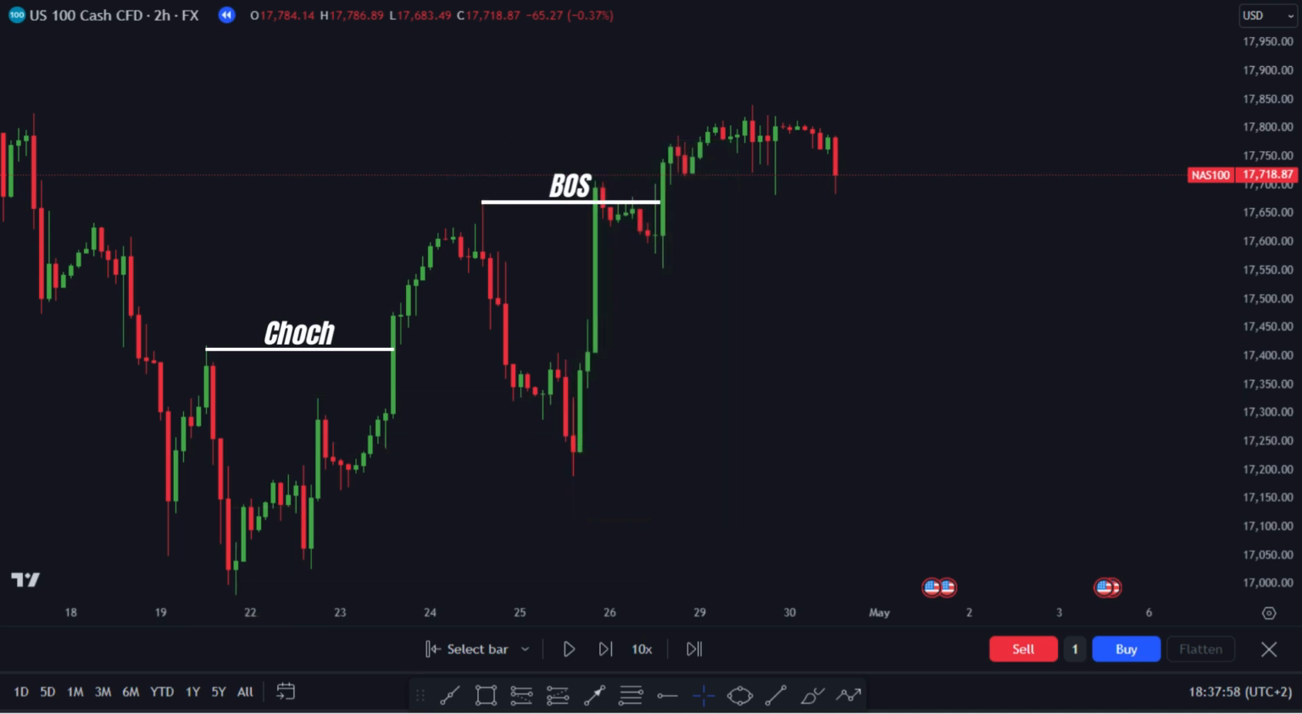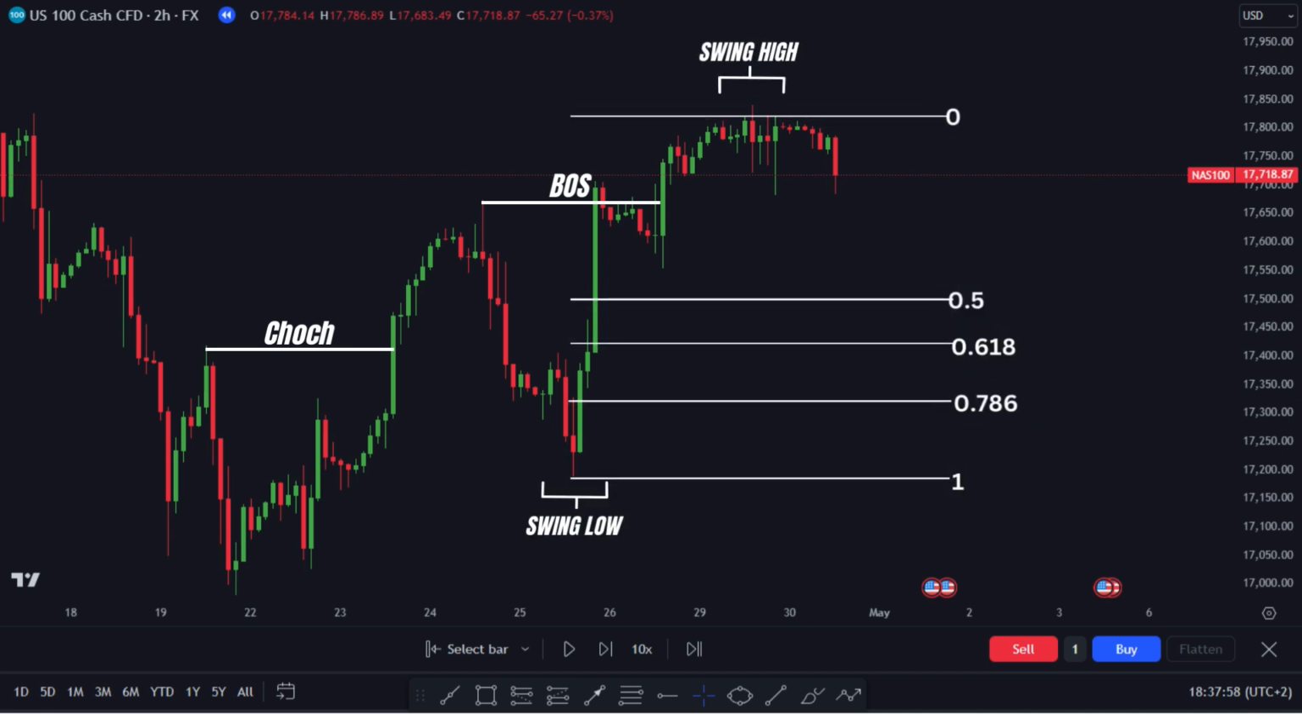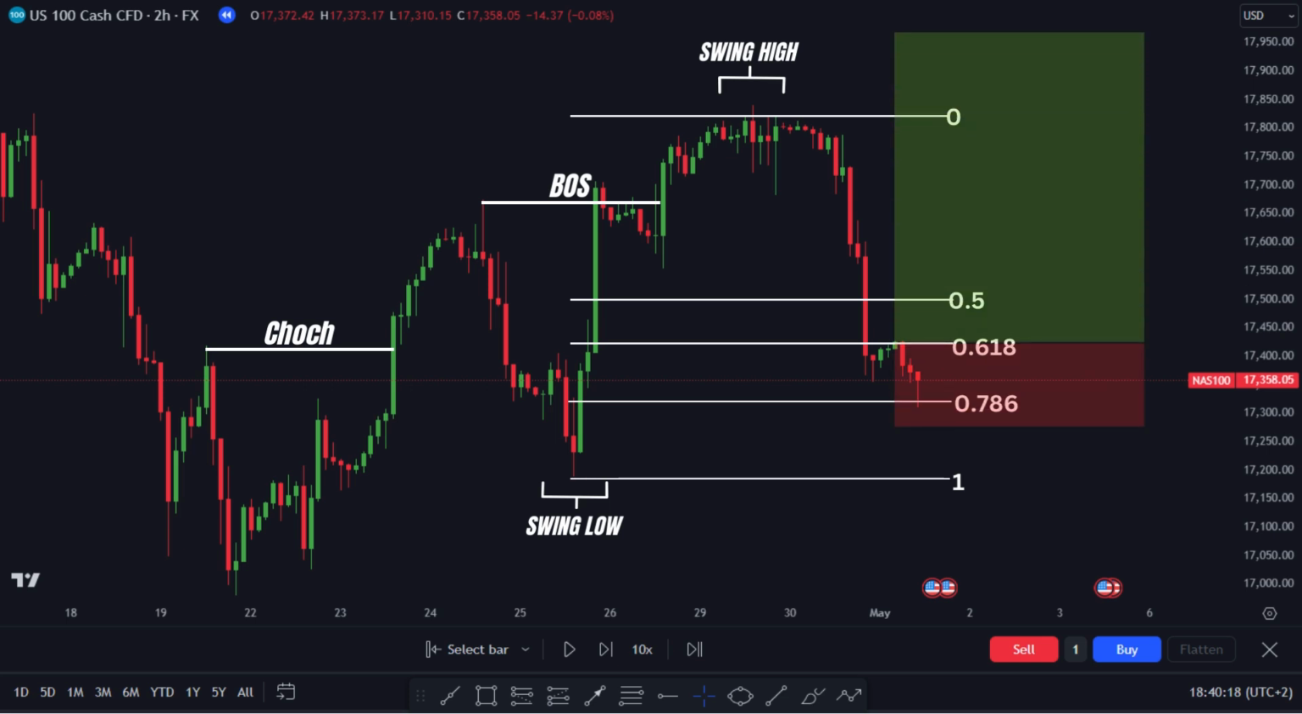Price broke above our swing high, indicating that buyers are still in control. We then identify our new swing points and insert our Fibonacci levels. Next, we wait for price to pull back and retest the 61.8% level. At this level, place your buy orders with a stop loss below the 78.6% level and set your take profit above the swing high. Price will most likely respect this setup by pushing up and reaching our take profit target.